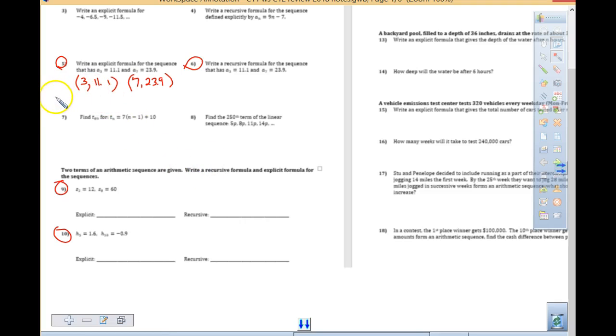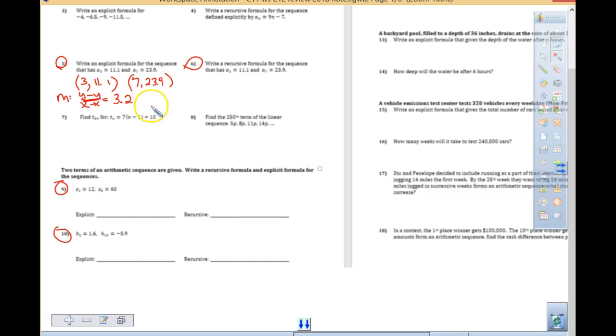If I'm looking at this, the first thing I need to do is find my common difference, or my slope. To find the slope, I am going to subtract my y-coordinates over my x-coordinates. I'm taking 23.9 minus 11.1 divided by 7 minus 3. When I did the division, it comes out to 3.2.